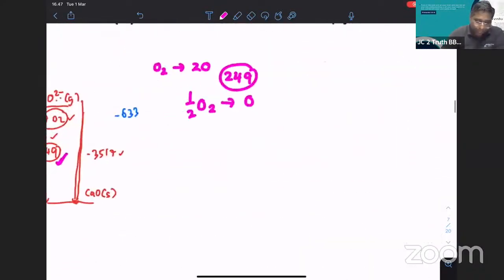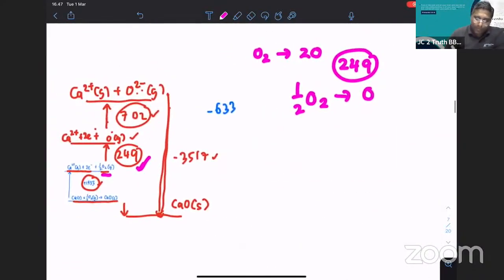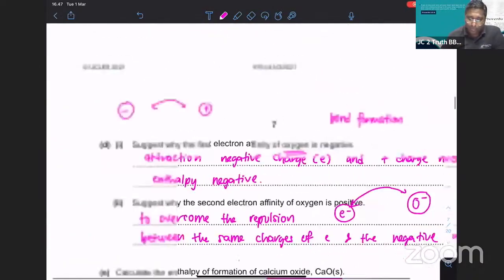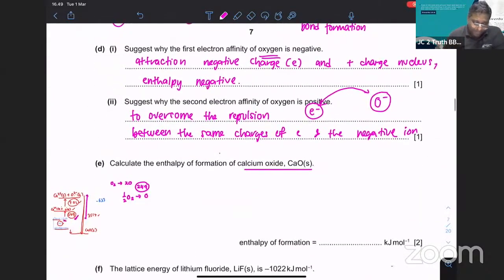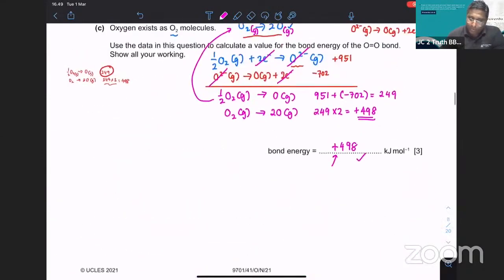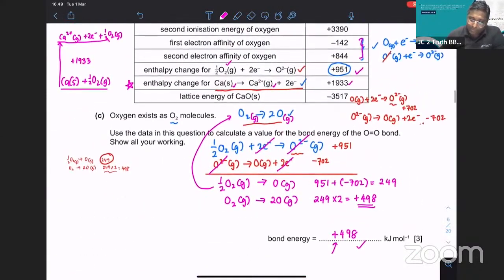Actually, you do not need to do that, because from here all the way to here, they have given you the value, which is going to be 702 plus 249. They have already given this: 746 plus 249 is 952. So you can actually bypass that value. I will just use the 951.